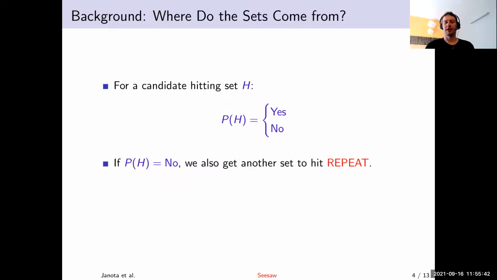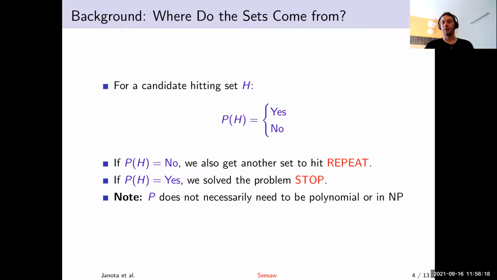Now, if we had not hit all the sets, the ones that we had not seen yet, then we get a new one and we repeat the process. If, however, we happen to have hit all of the sets, then we can stop. Okay, so we're using this predicate to generate new sets, and we're asking whether we can stop already, whether we hit all of the sets, including the ones we had not seen yet.